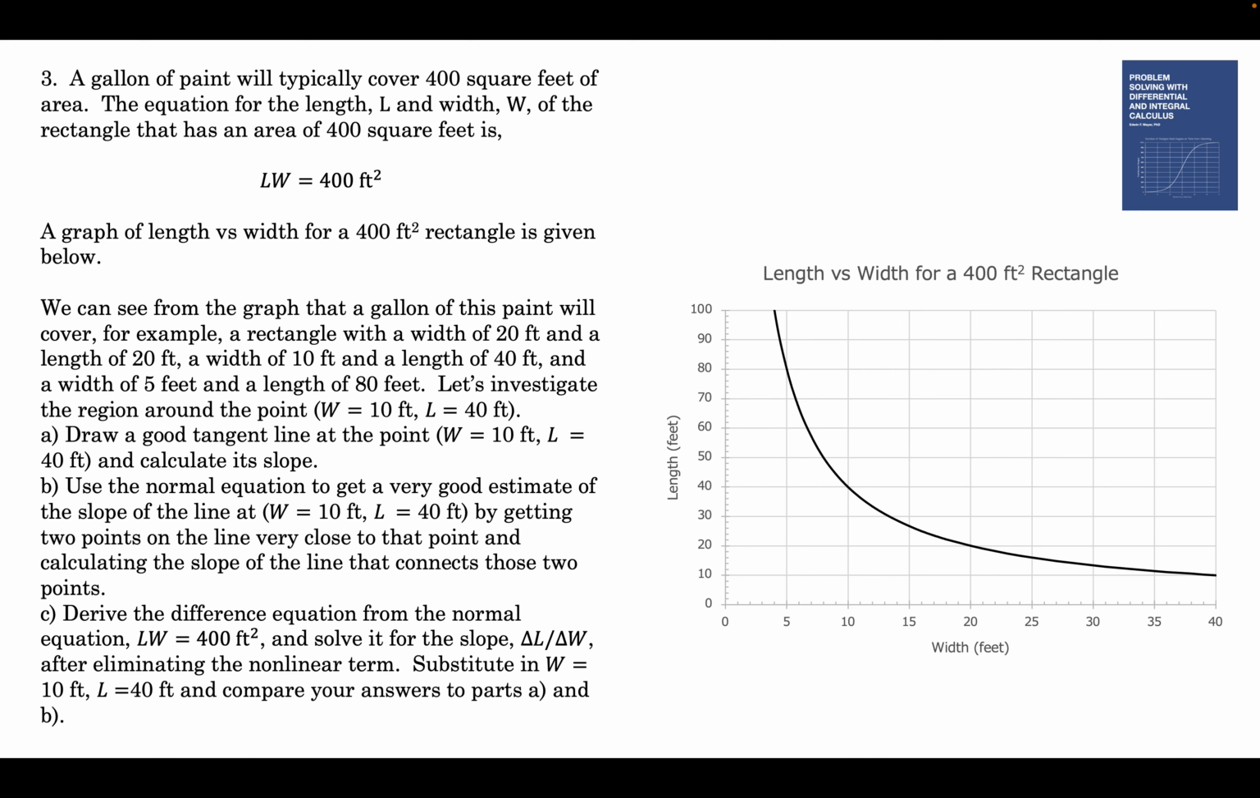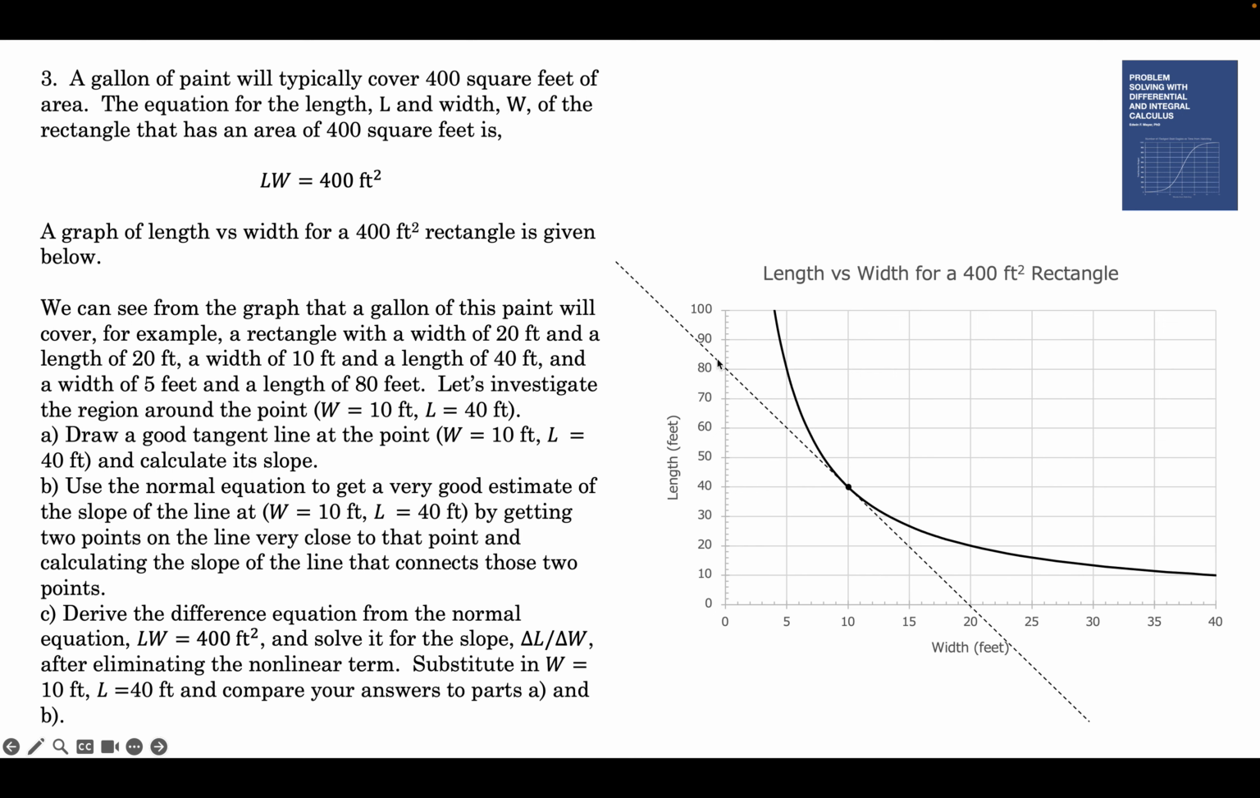So if the width is 20, the length is 20. You can read it right off the graph. If the width is 10, then the length is 40. Part A asks, draw a good tangent line at the point 10, 40, right here. Let's start by identifying the point. Then we'll draw a good tangent line.